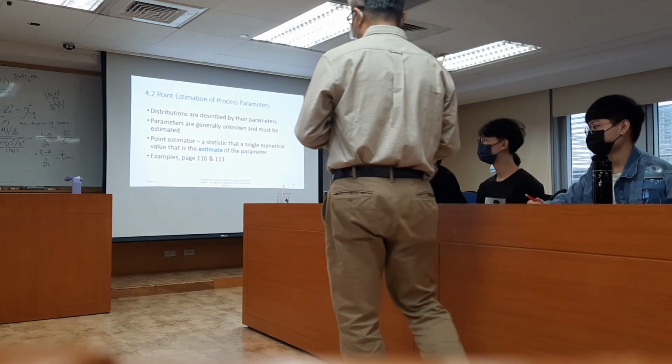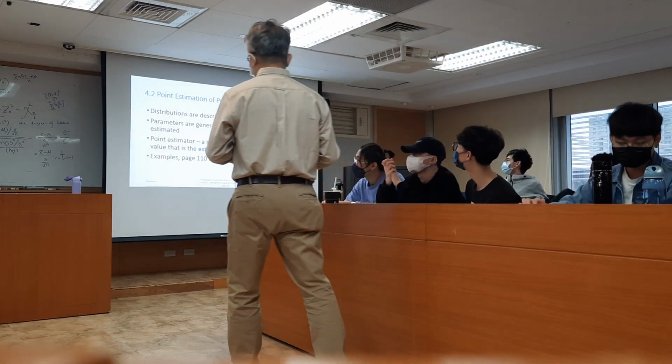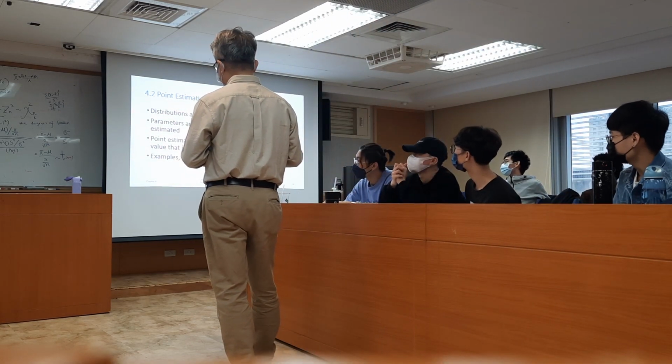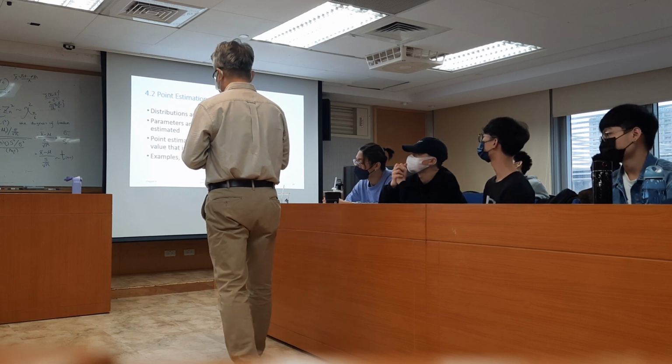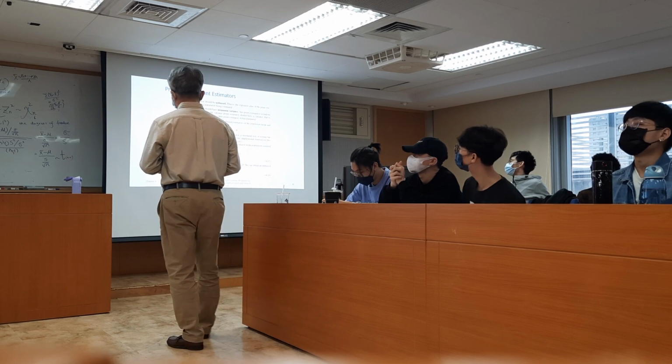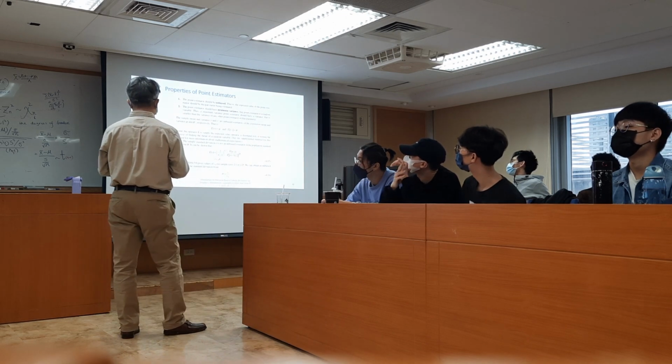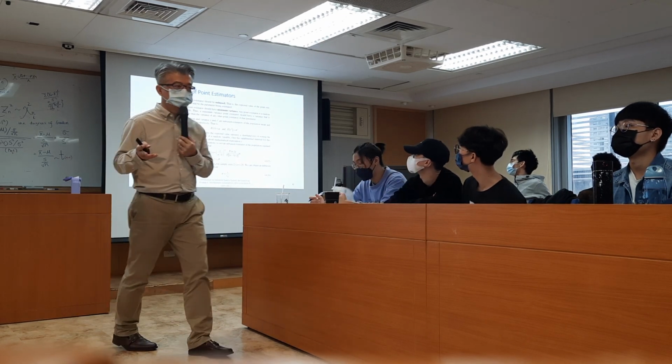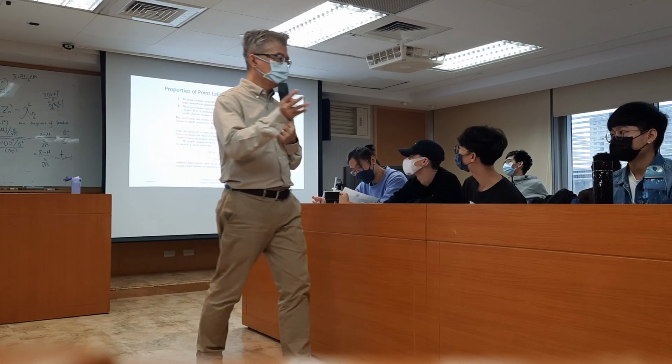Okay, parameters are generally unknown, but we estimate them. A point estimate is a statistic that is a single numerical value. The first property: the point estimator should be unbiased. What is the meaning of unbiased, gentlemen?